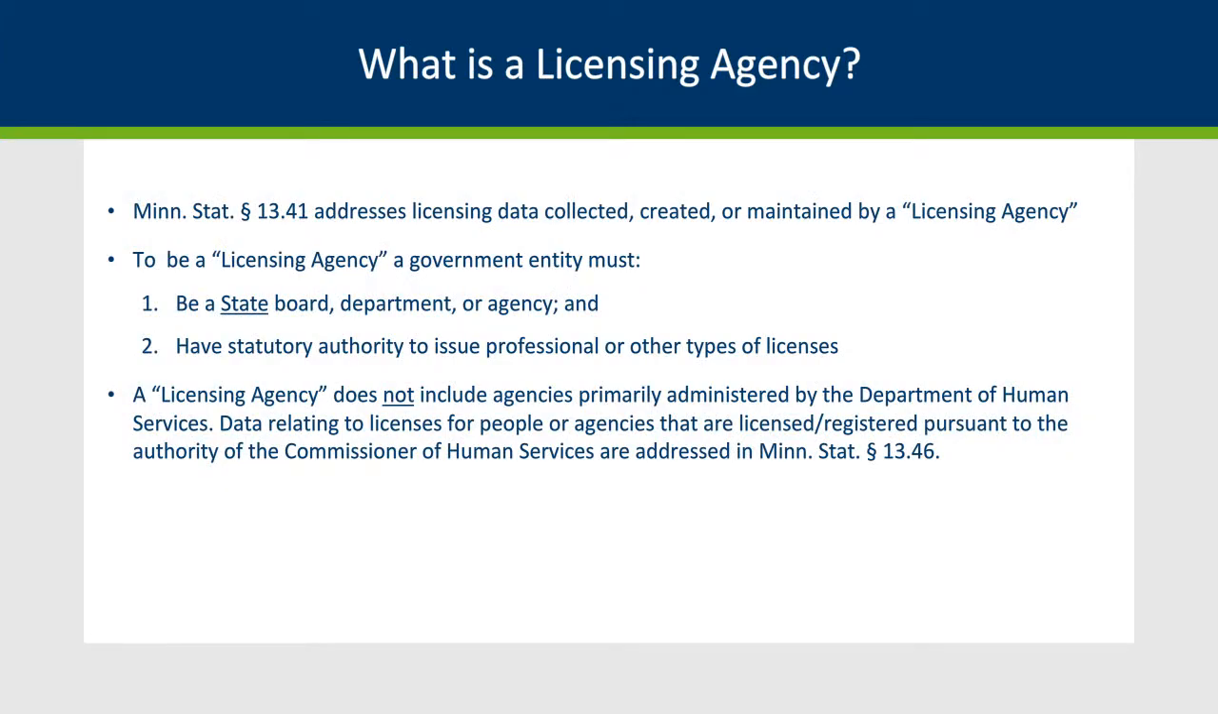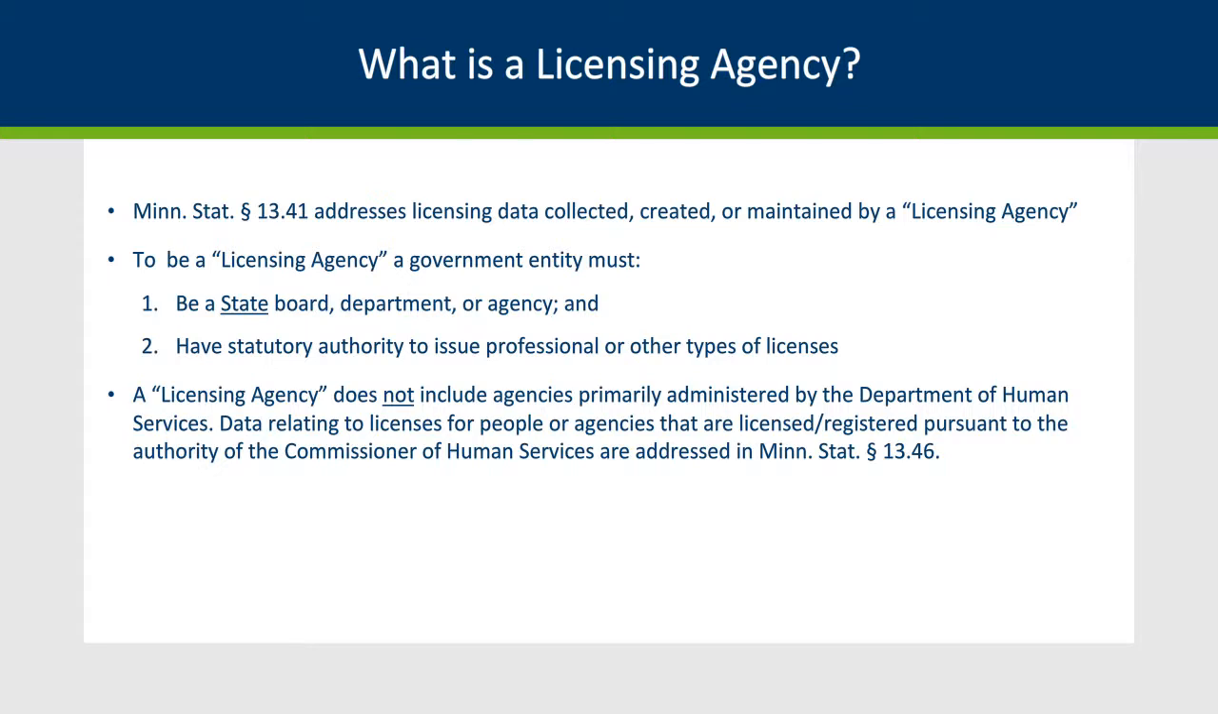In order for the licensing data classifications in Minnesota Statute 13.41 to apply, it is necessary to determine whether the government entity that collected, created, or maintained the data fits the definition of a licensing agency in the statute. There are two requirements that an entity must meet to be considered a licensing agency. The first is that the entity must be a state board, department, or agency. This means that local, city, or county boards or agencies are not addressed by the statute. The second requirement is that the entity must have statutory authority to issue professional or other types of licenses.